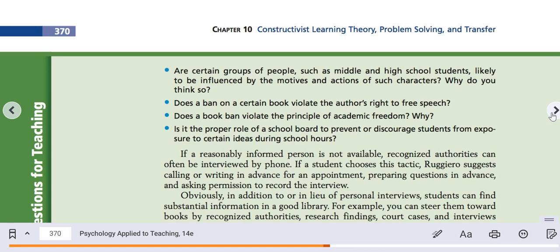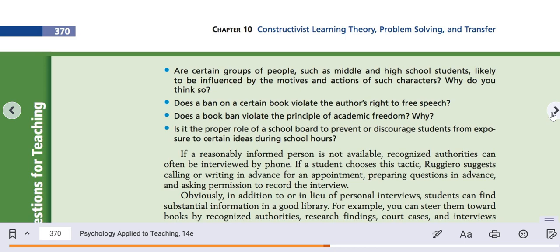Does a ban on a certain book violate the author's right to free speech? No. Does a book ban violate the principle of academic freedom? Somewhat. Why? Is it the proper role of a school board to prevent or discourage students from exposure to certain ideas during school hours? Yes. Yes, it is. If a reasonably informed person is not available, recognized authorities can often be interviewed by phone.